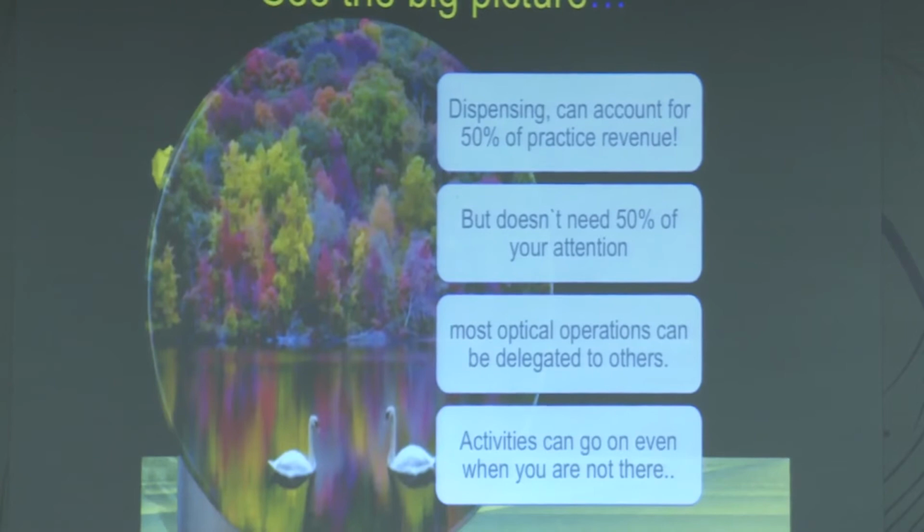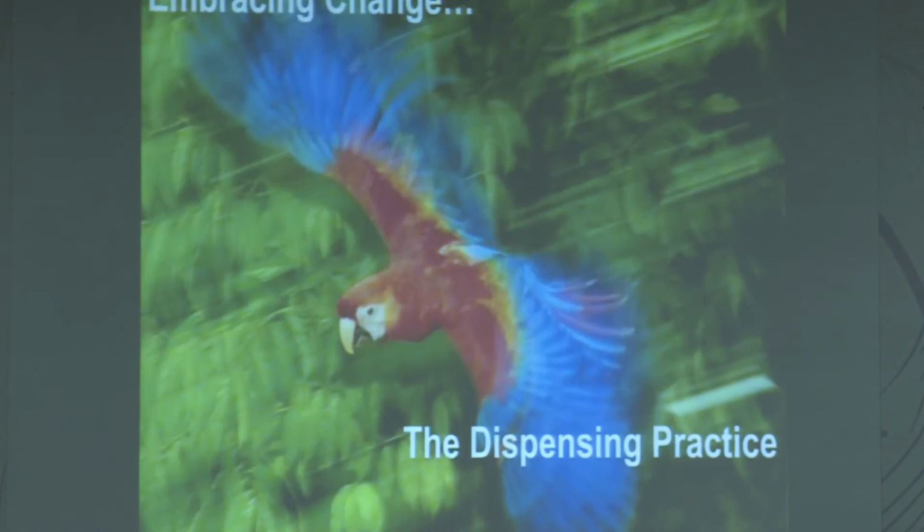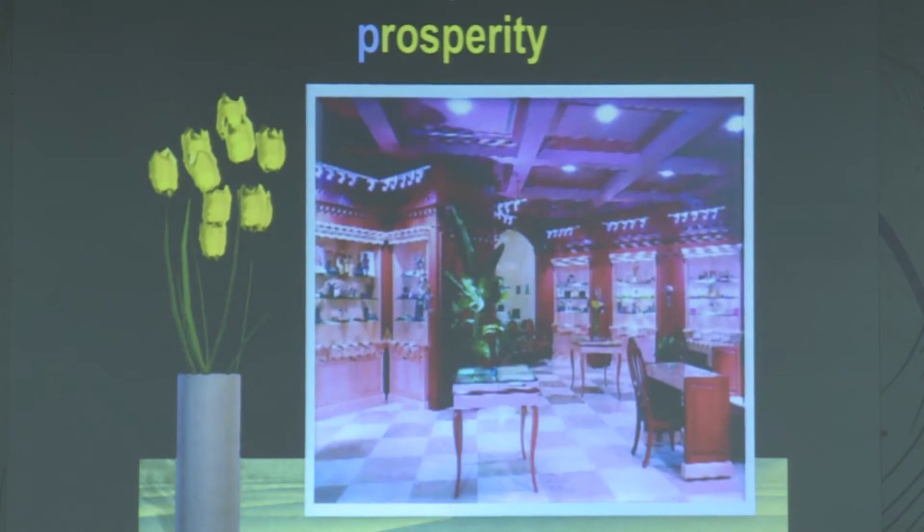So most optical operations can be delegated to others, and activities can go on even when you are not there. So we have to embrace change to go into this dispensing practice. If you are already into it, well and good. If you're not into it, I think you need to embrace change. So some basics about setting up of an optical unit. I termed this as P2P, practice to prosperity. And just 10 points about this practice to prosperity.